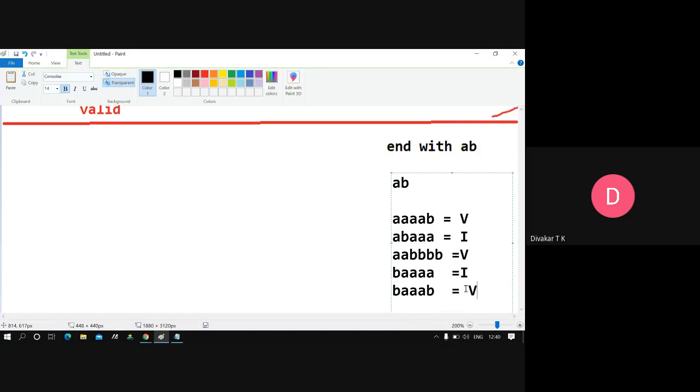Absolutely, your answers are right. Why? Because our string should end with AB. The starting may be anything, but my string should end with AB. Sorry, the third one is also invalid because it is not ending with AB. So these two are valid here. Okay, done. Now everyone understood, guys?